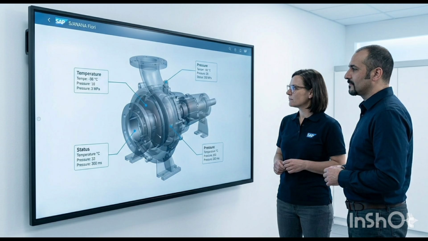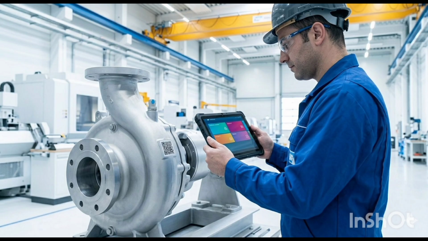When they touch a component, the system pulls up real-time temperature, pressure, and status, merging engineering data with maintenance data instantly. So this is the 3D asset visualization. This visualization will help them to identify the problem areas and how these issues will be resolved to improve the reliability and performance of that equipment. So in this way, this is the real-time engineering.